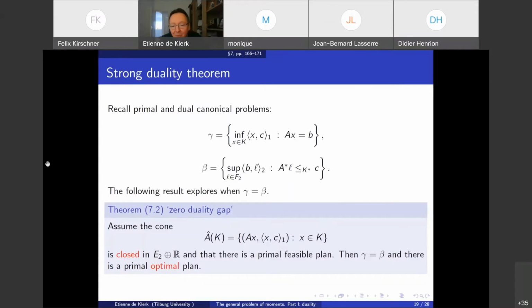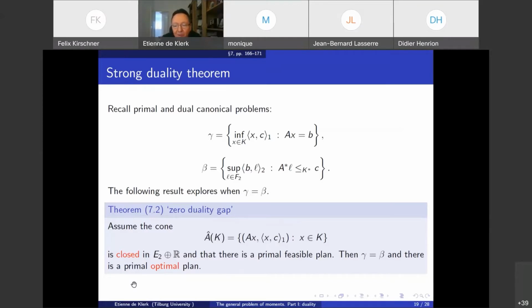So just before the break, we finished the strong duality theorem. And the key sufficient condition for the strong duality was this kind of exotic request that this specific cone is closed in the weak topology of the duality in the right space. So I mean, this does not look like something you can work with.